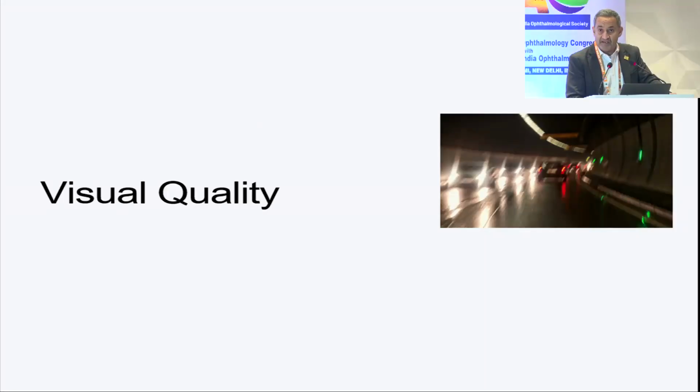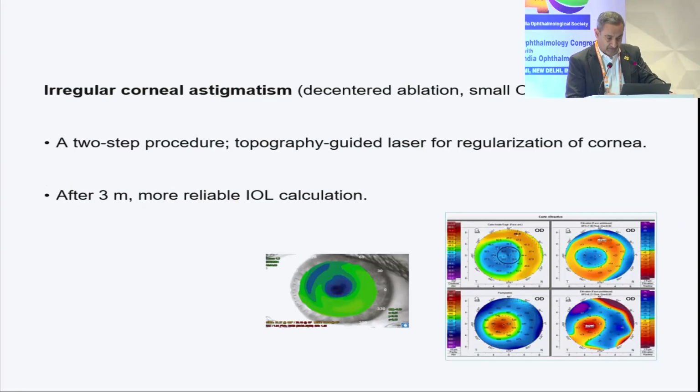What about the postoperative visual quality if the patient is not satisfied? If you have irregular corneal astigmatism, due to decentered ablation or small optical zone, before the surgery you can do a two-step procedure. Number one, enlarge the optical zone or center the laser ablation, and then after 3 months you can do a more reliable IOL calculation. So you have to correct the corneal issue first and then do phacoemulsification afterwards.